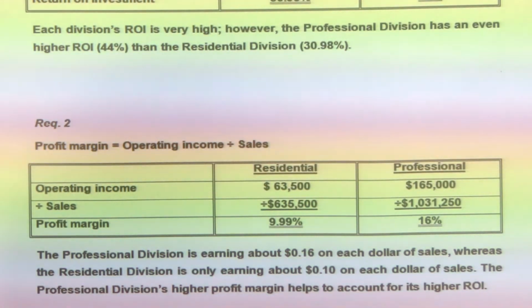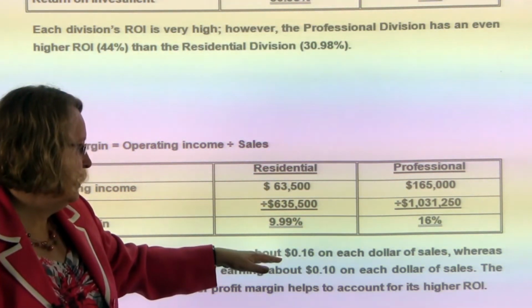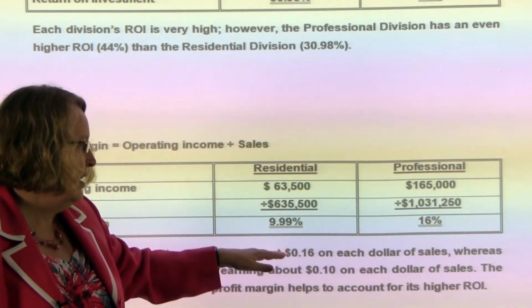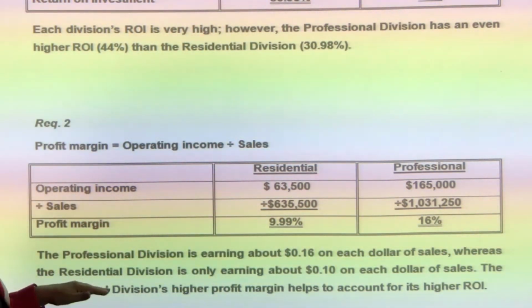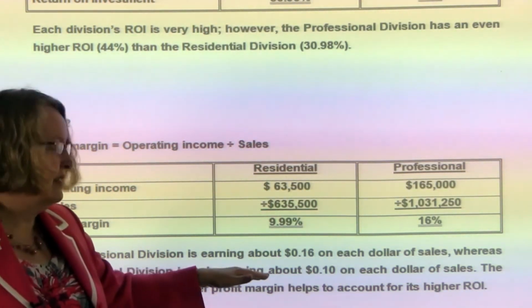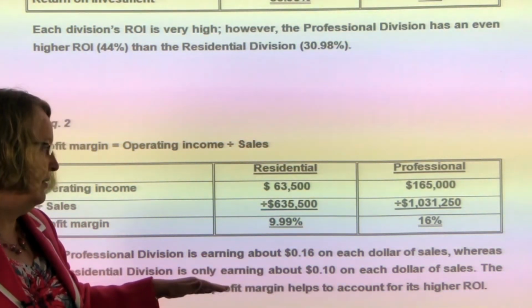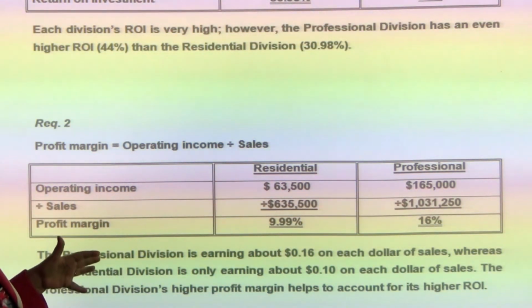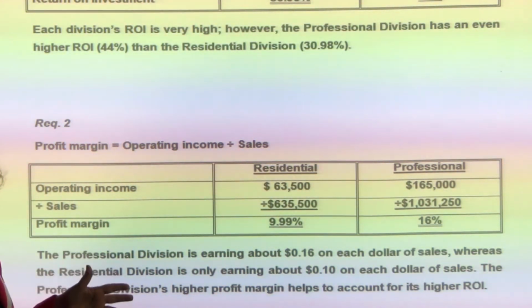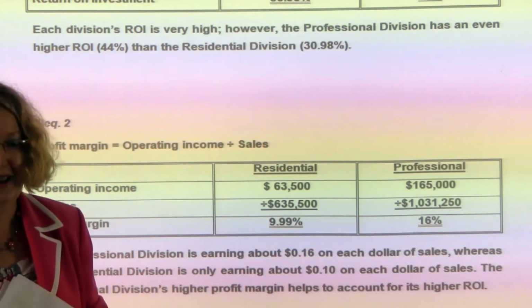So what this means is for the professional, they're earning on average 16 cents on each dollar in sales, whereas the residential division is only earning about 10 cents on each dollar of sales. So that puts it into perspective for the company and lets them see where they're making money and where things might be improved.